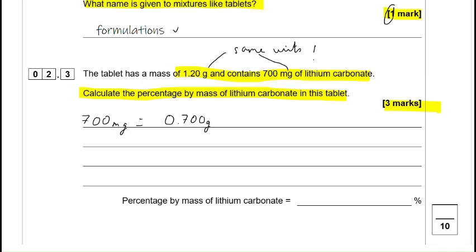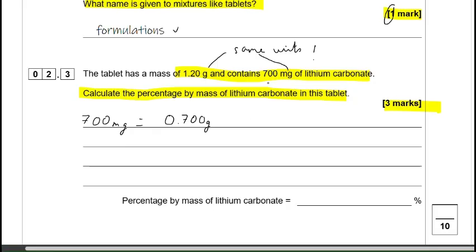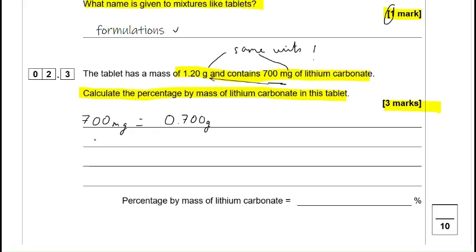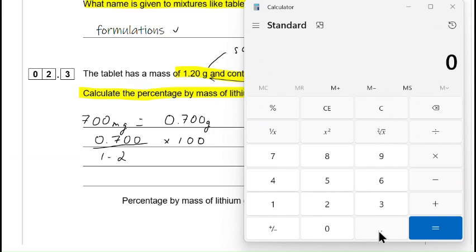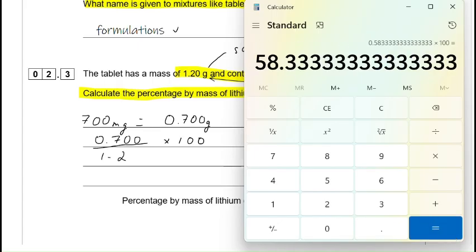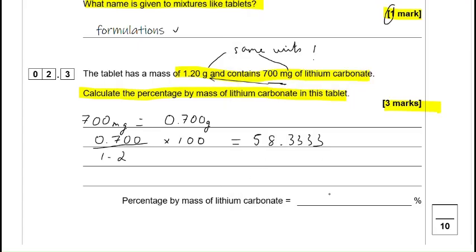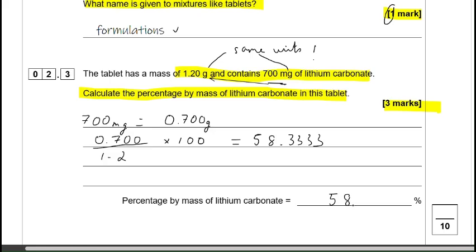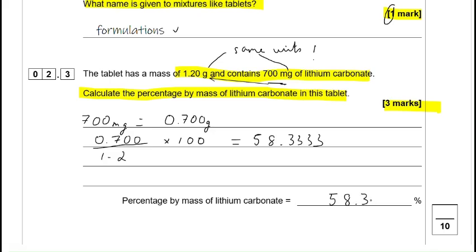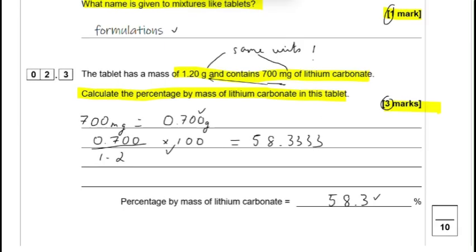So we're going to write an expression: 0.700 divided by 1.20 multiplied by 100 to take it to a percent. If we crunch that on our calculator, that comes to 58.33 recurring. Rounding to 3 sig figs, we get 58.3. 1 mark for the final answer, 1 mark for converting milligrams to grams, and 1 mark for the percentage sum. 3 marks, back of the net.